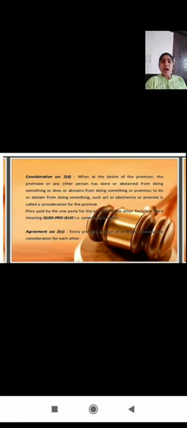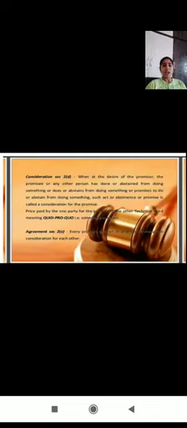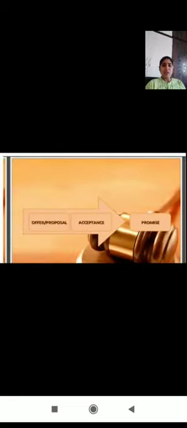So a contract is nothing but an agreement and also consideration; then only does it become a contract. Here you can see the slide: promise plus consideration is equal to agreement. And before going into the agreement, first of all, what is a promise? A promise is nothing but an offer or proposal plus acceptance.